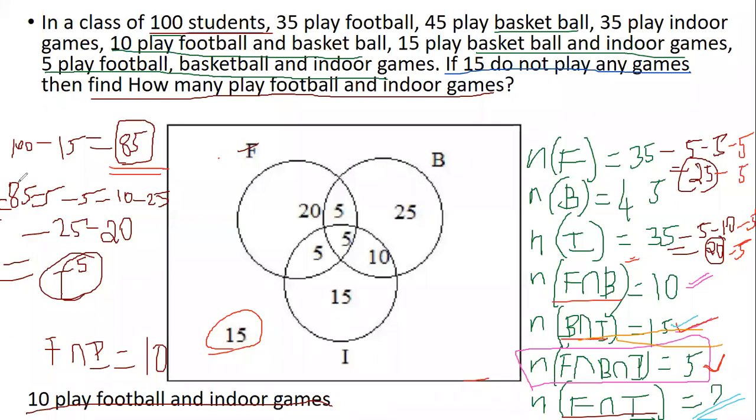Now in the problem, what is the main question? Find how many students play football and indoor games. Now football and indoor games intersection. You are supposed to consider both of them. 5 plus 5 is 10. So 10 of them play football and indoor games.